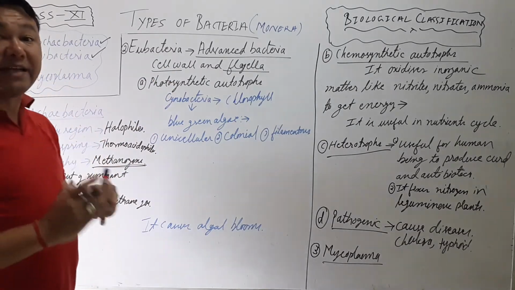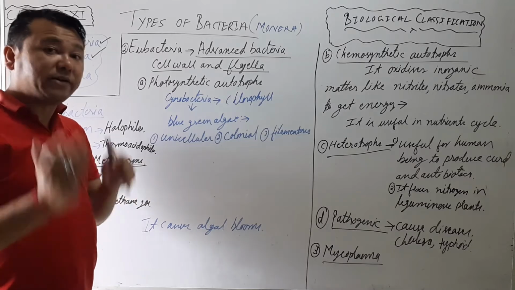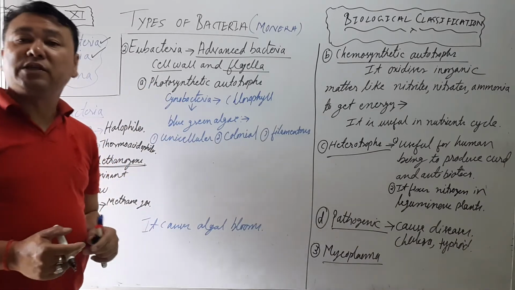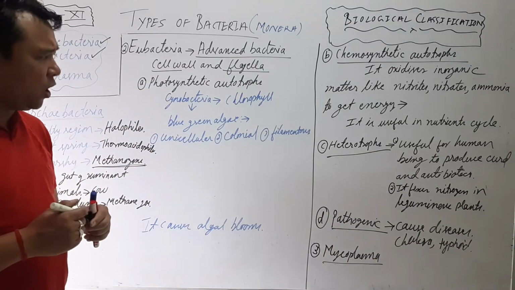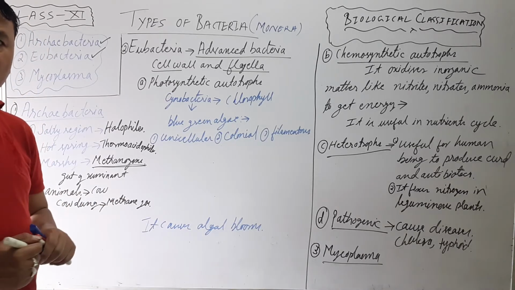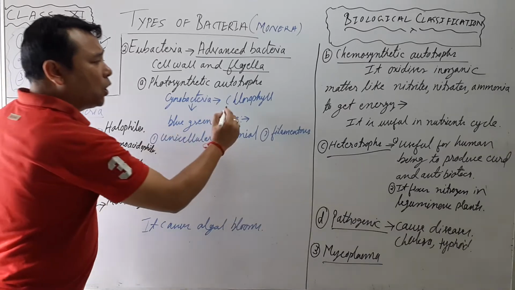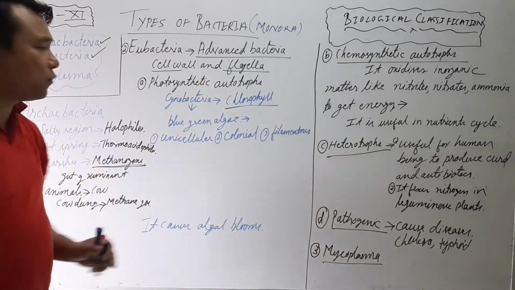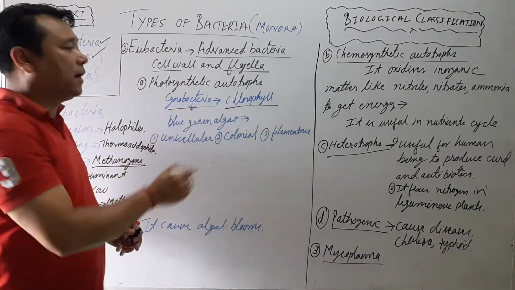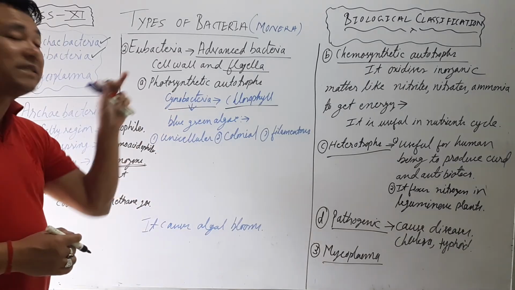So there are different types of Eubacteria. Number 1 is photosynthetic autotrophs. That means that Eubacteria must contain chlorophyll, right? And this chlorophyll is present in cyanobacteria.